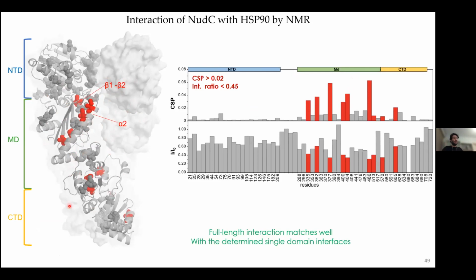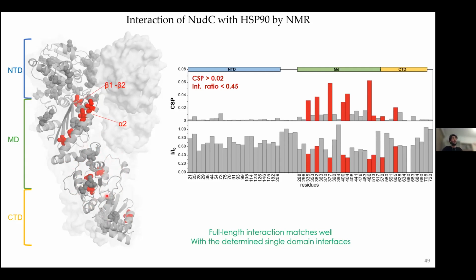But as you can see, we also have extra perturbations that are located here, that we can see on the plot here, located in between the middle domain and C-terminus interface, that I will call MC interface, starting from now. So we have these extra perturbations that are visible, that we did not expect at the MC interface and that we did not observe in the single domain experiments.